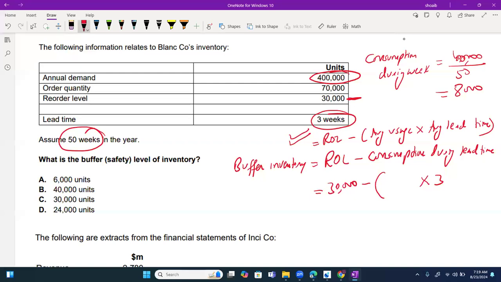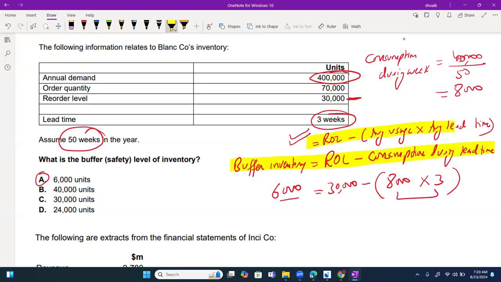How many weeks are there? 3. So technically you are going to consume 24,000. But you have placed the order at 30,000. So how much cushion have you maintained? 6,000. So 6,000 is the answer.